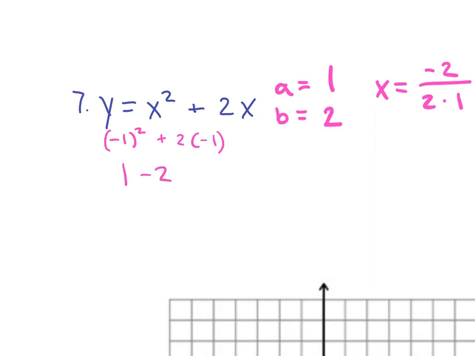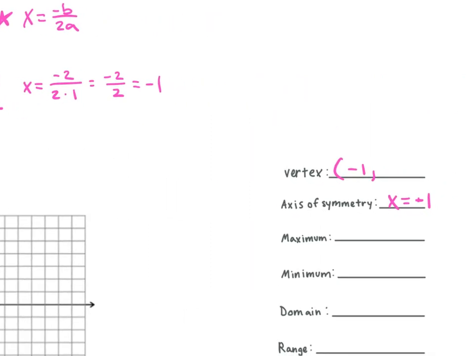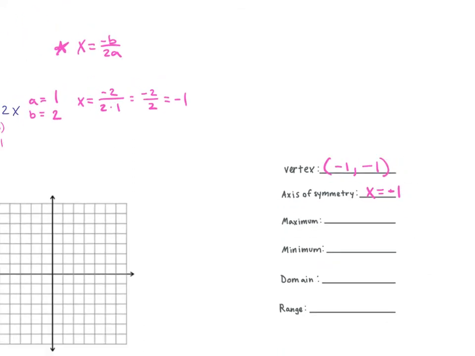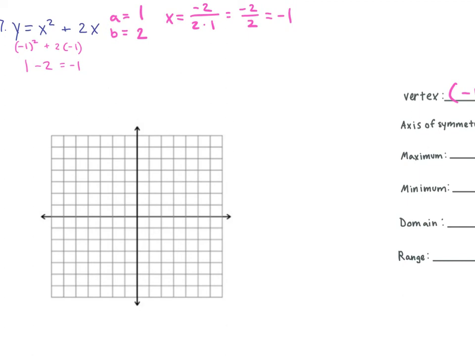Negative 2. What's 1 minus 2? Negative 1. So what's the second number in our vertex? Negative 1. So we go to the left one and down one.